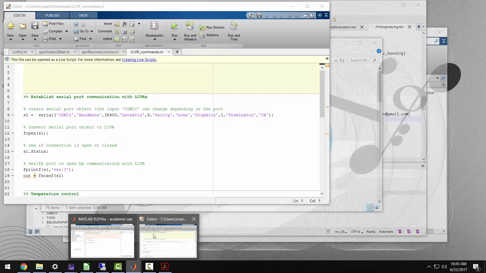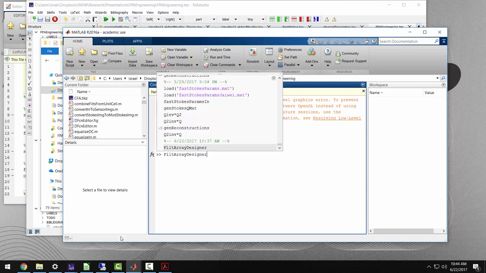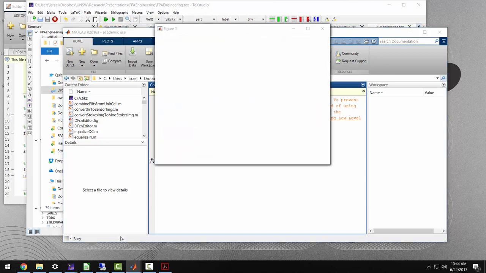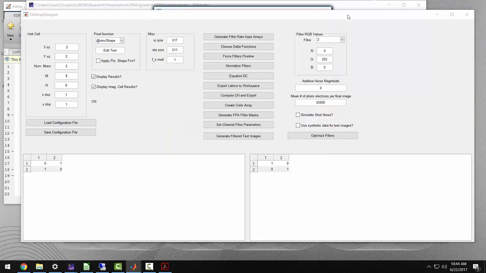We use MATLAB. So once you download the software package, you can unzip it or copy it to a certain directory, and then you run filter array designer. This will bring up a GUI. Now this software is still in the process of refinement, so it doesn't automatically generate our focal plane filter arrays, so I always click this button first. Let me briefly go over each item here.